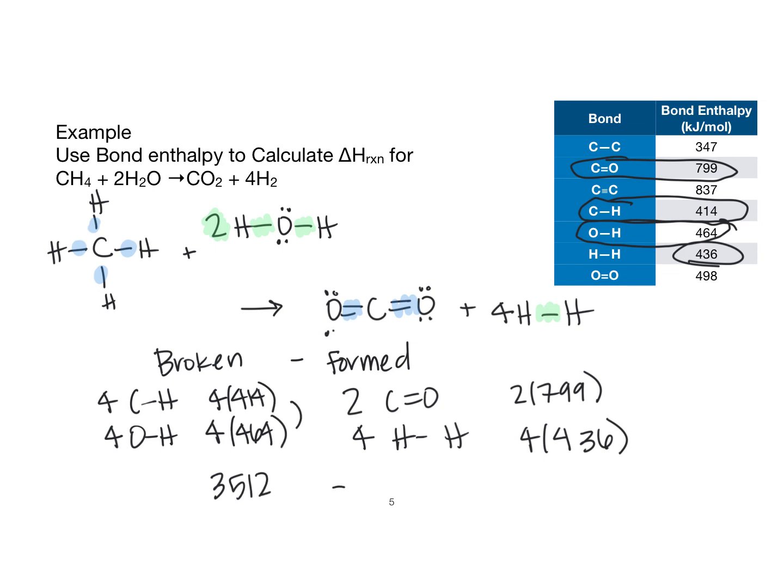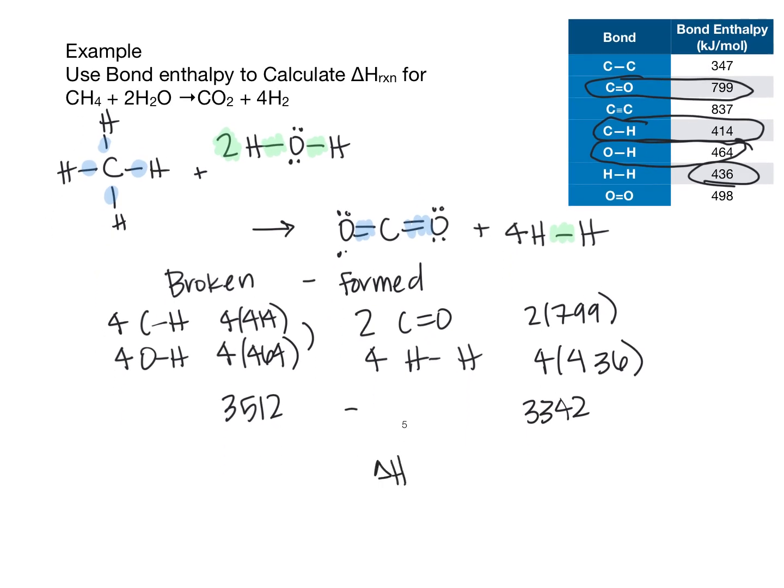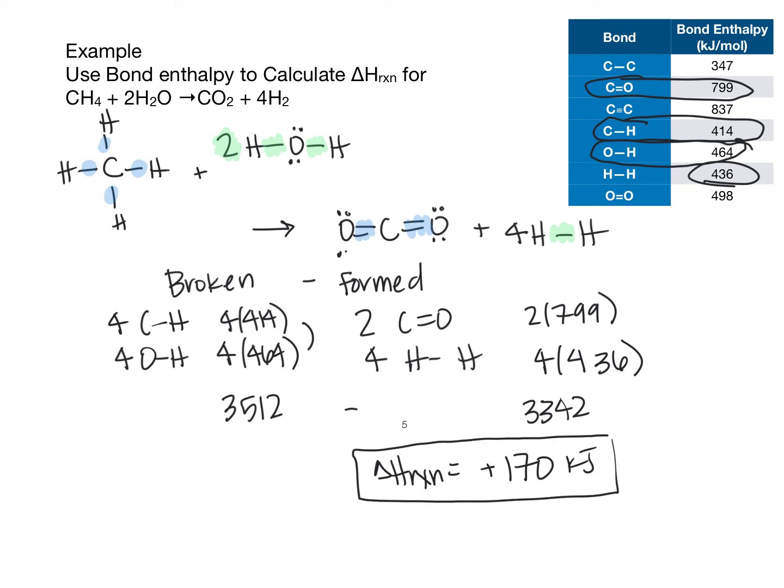over here, we have 3342. So when you subtract these 2 values, delta H reaction is equal to positive 170 kilojoules. So you have to put energy in order for methane plus water to give you CO2 plus hydrogen gas. So in order to do this, you need a Lewis dot structure and a table. So let's look at another example.